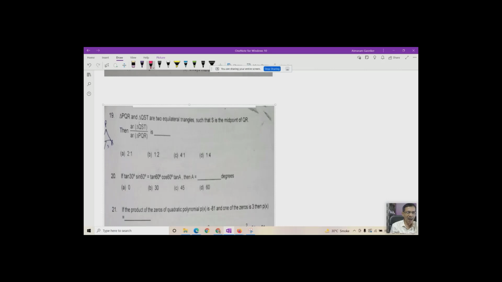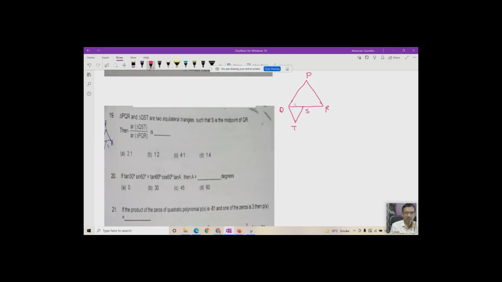Triangle PQR and triangle QST are two equilateral triangles such that S is the midpoint of QR. So let us draw this. A triangle PQR is an equilateral triangle. So that means all sides are equal. So this is PQR. And S is the midpoint of QR. So this is S, and then the triangle which is again an equilateral one is QST. QS, and then you have to locate point T over here.